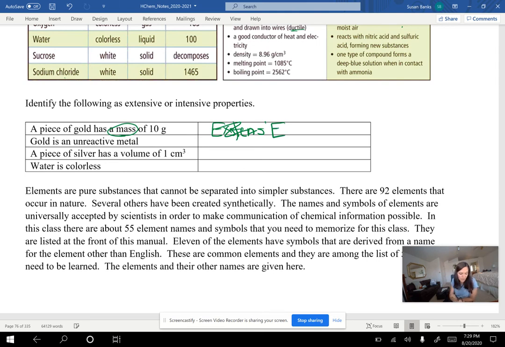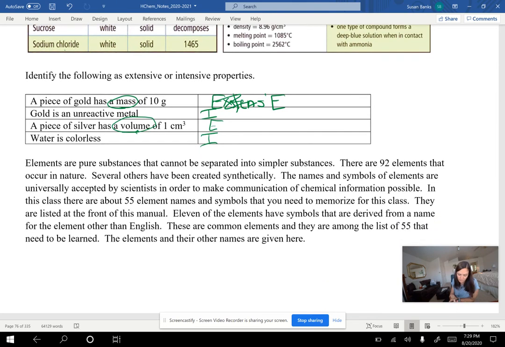Gold is unreactive. It really doesn't matter how much gold we have. That is an intensive property of gold. A piece of silver has a volume of 1 centimeter. That volume tells us how much we have. So that's an extensive property. And water is colorless. That's intensive. It doesn't matter how much we have. So how did you do?